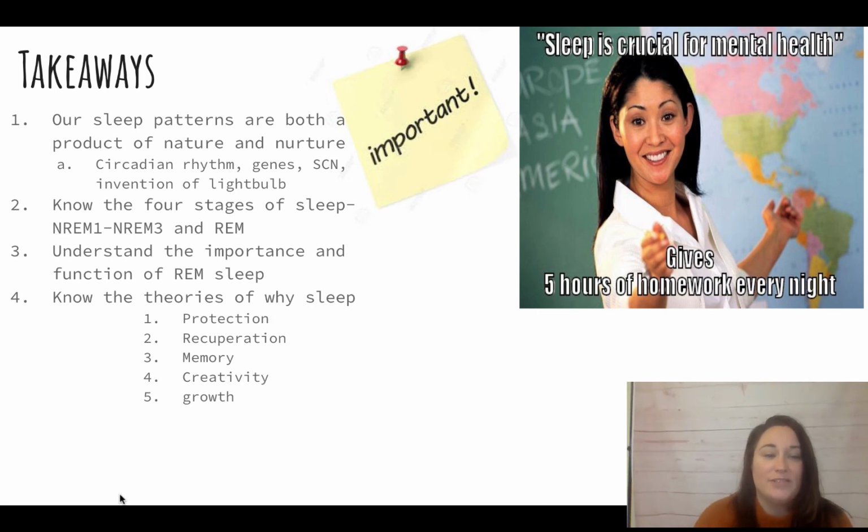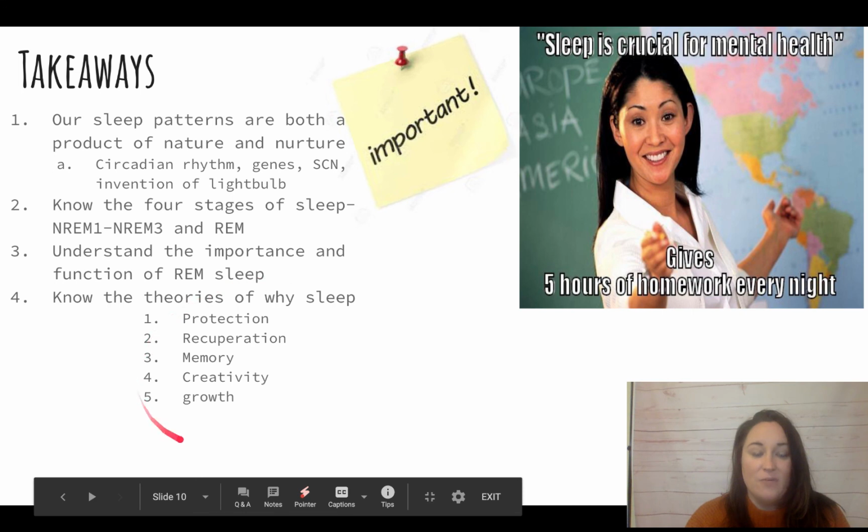Okay, so our takeaways. Remember that sleep patterns are socioculturally influenced. They are biologically influenced. They are influenced by our circadian rhythm, our SCN. There are all these factors that go into when we sleep and why. Make sure that you know the 4 stages of sleep and what each means, from non-REM 1, 2, 3, and REM. Make sure you know why we have REM sleep, and all of the theories of why we sleep.